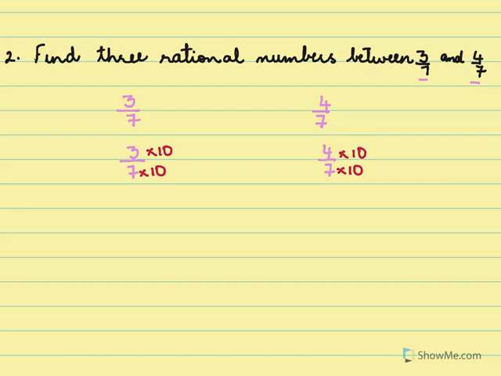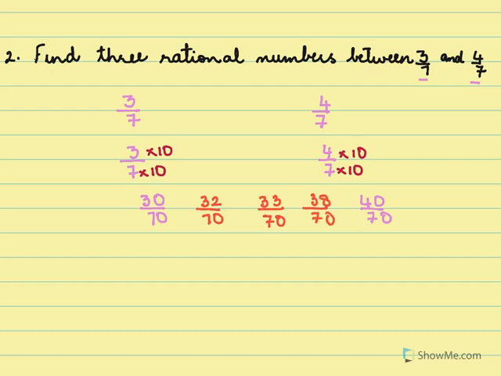So now what you get is 30 by 70 and 40 by 70. And you need to put 3 numbers. So 1, 2, 3 numbers we will insert here. Those numbers lie between 30 over 70 and 40 over 70. So it could be 32 over 70, it could be 33 over 70, or it could be 38 over 70.